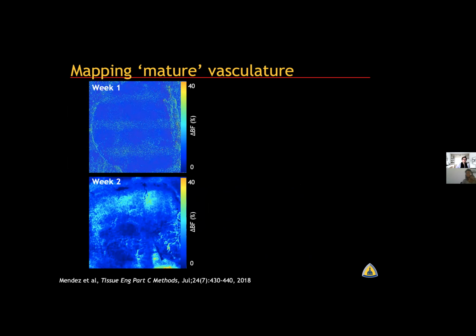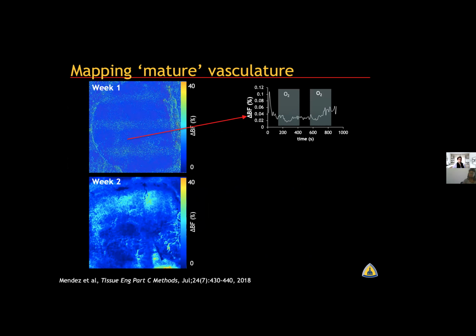What we can do is have the animal breathe a certain gas mixture. In this case, the gas mixture used was carbogen. So we make the animal breathe carbogen, which is basically 95% oxygen with 5% carbon dioxide. Carbon dioxide is a very potent vasodilator. So we turn this gas mixture on and off, on and off. And what we expect to see is we expect mature vessels to respond to this on-off inhalation of this gas mixture. So at week 1, since there's very poor vascularization, we see almost no response.